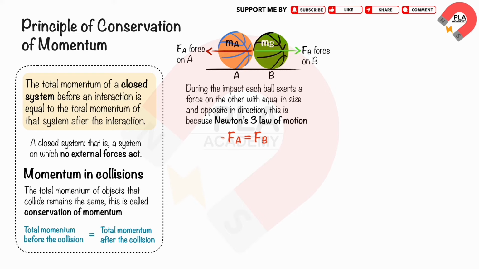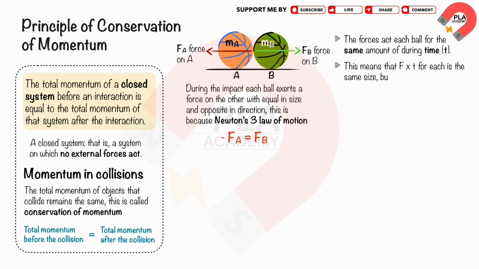This is because of Newton's third law about action and reaction, so negative Fa equals Fb. These forces act on each ball for the same amount of time t. This means that F times t is equal in magnitude but opposite in direction for each ball, like this.